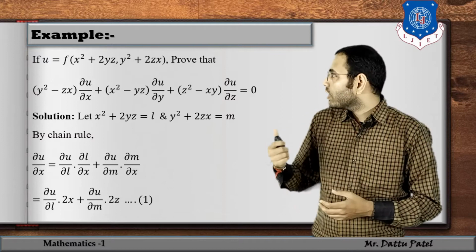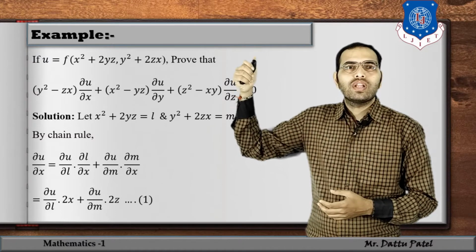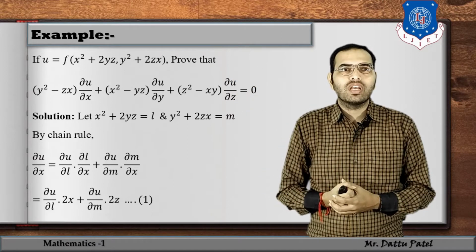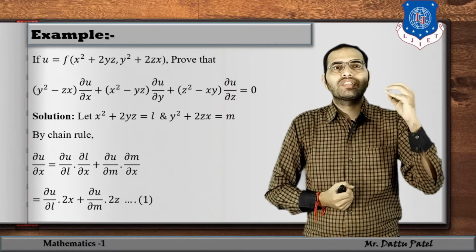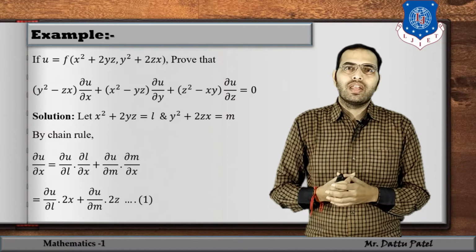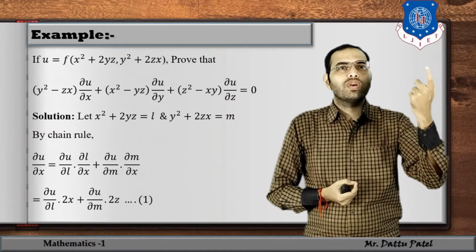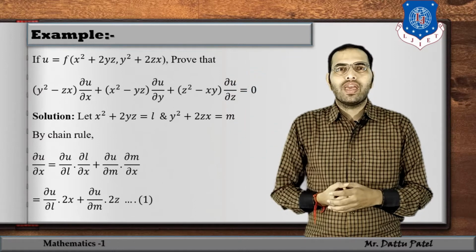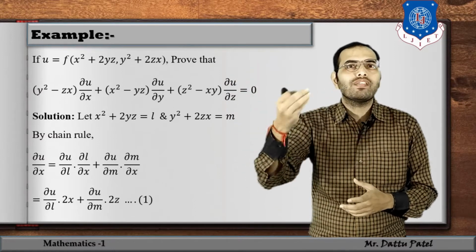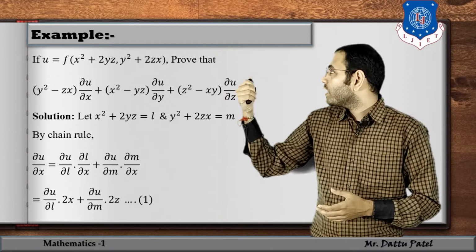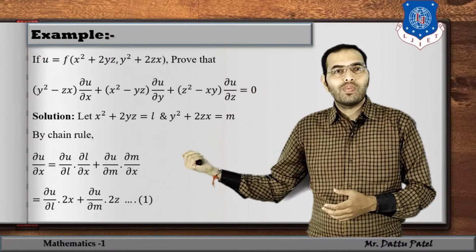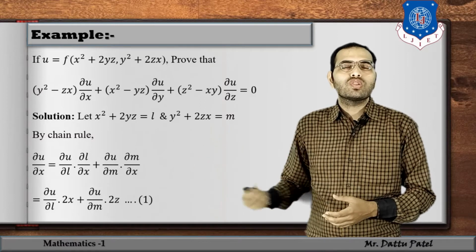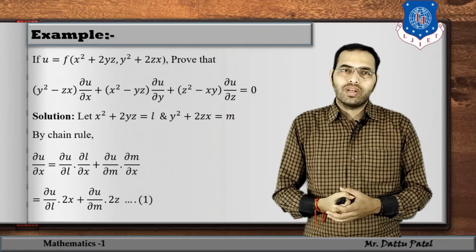Here we don't have the values of ∂u/∂l and ∂u/∂m, meaning we don't have a function, so those are kept as they are. The partial derivatives of l with respect to x and y, and of m with respect to x and y, we substitute in our chain rule. Then ∂u/∂x becomes ∂u/∂l · 2x + ∂u/∂m · 2z. That is our equation number 1.